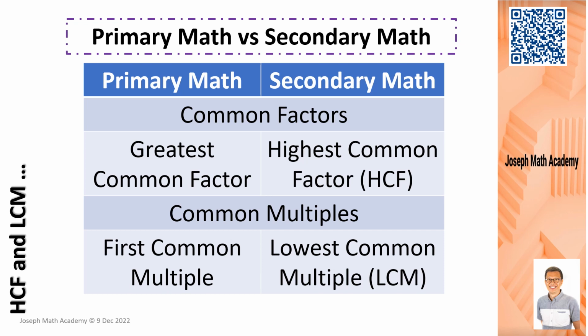Common multiples is the same term used in primary school and secondary school. In primary school, we have the first common multiple in the list. Then in secondary school, this term is now known as lowest common multiple, LCM. So it's just to explain to you that the primary and secondary levels use the same concept, but the naming system just changed a little bit.